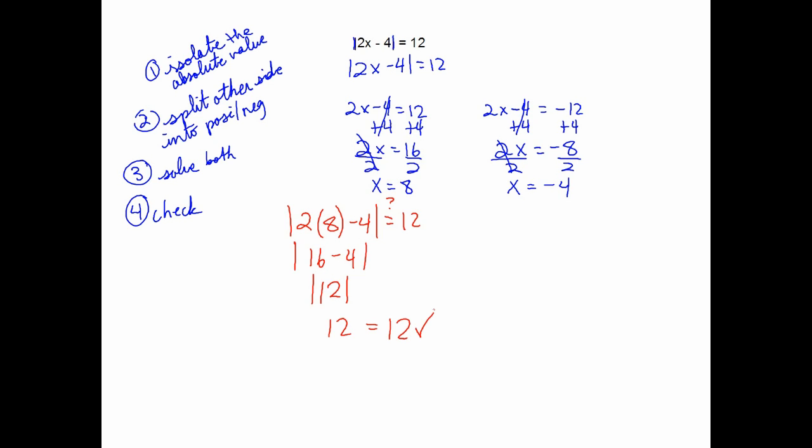Okay. Now back to the other side. Absolute value of 2 times negative 4 minus 4. Does that equal 12? Let's check it. So 2 times negative 4, that's negative 8, minus 4. Negative 8 minus 4 gives me negative 12. And then the absolute value of negative 12, well, that's a positive. It always changes it to a positive. Does that equal 12? Yeah, it does.